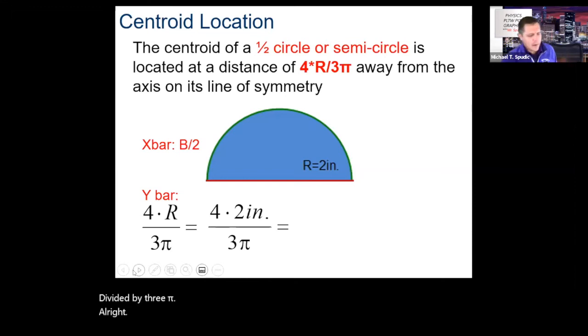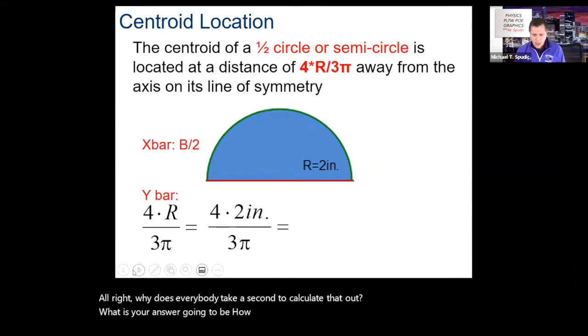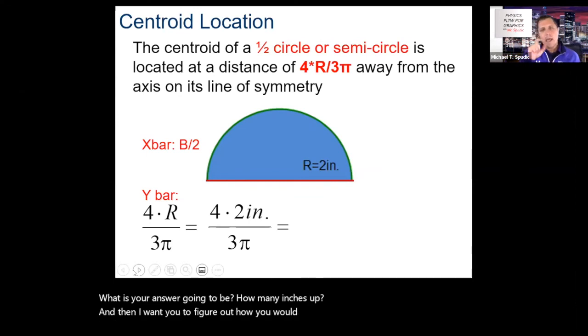All right. Why does everybody take a second to calculate that out? What is your answer going to be? How many inches up? And then I want you to figure out how you would list it. What is the X and Y location of that centroid? I will give you a minute.